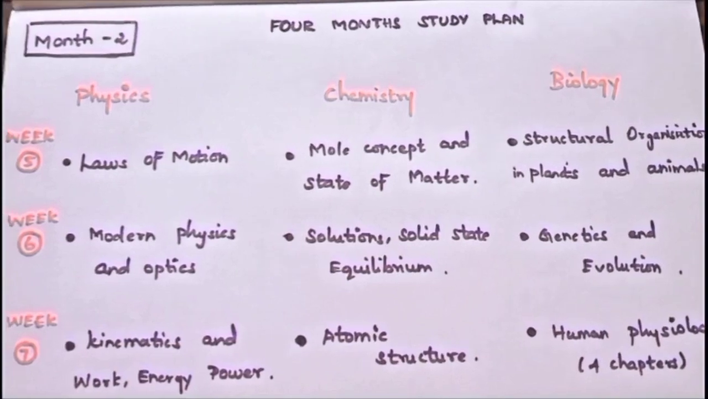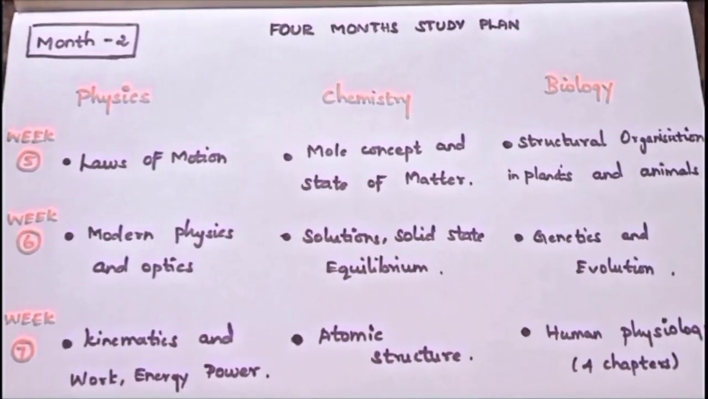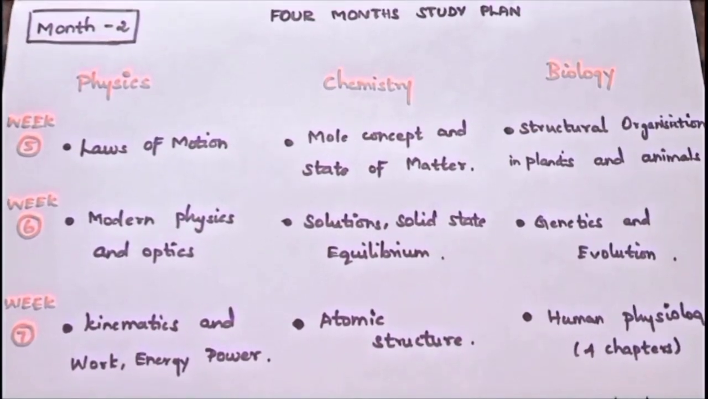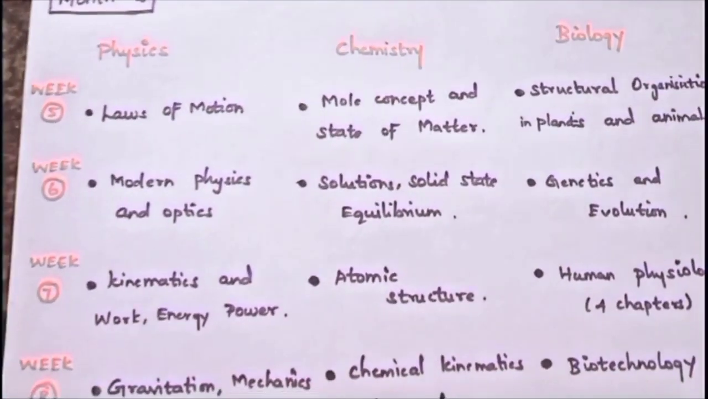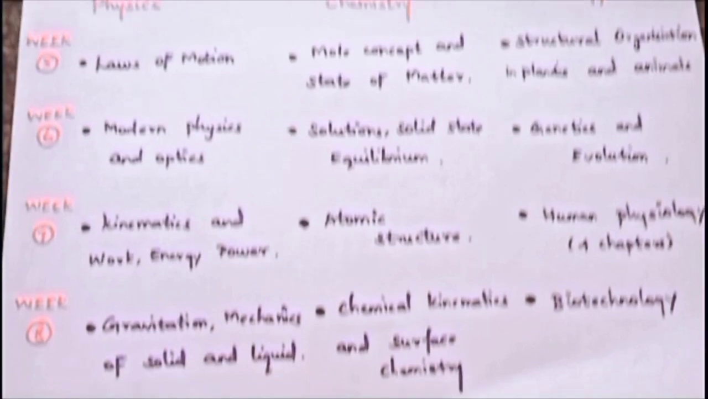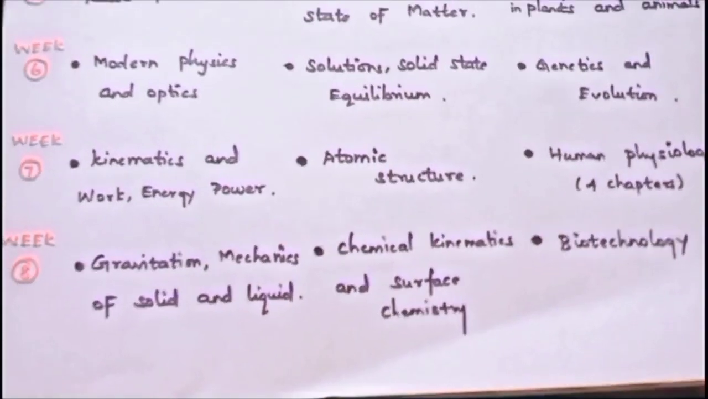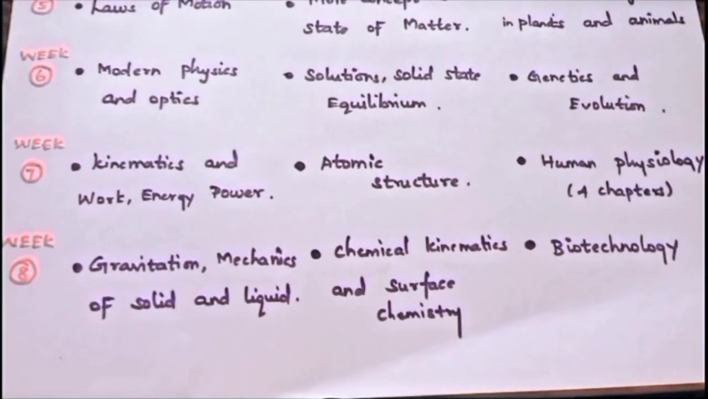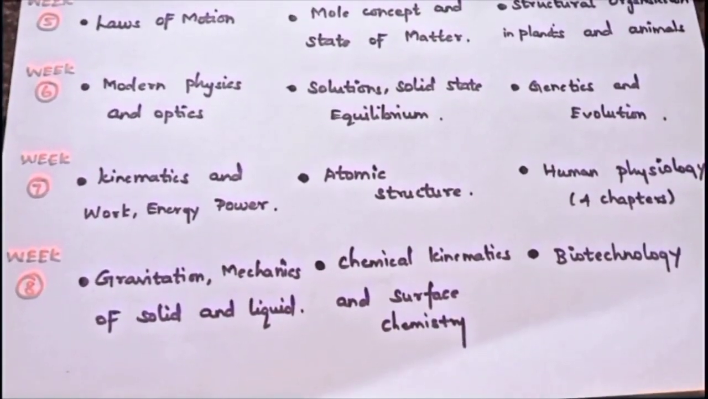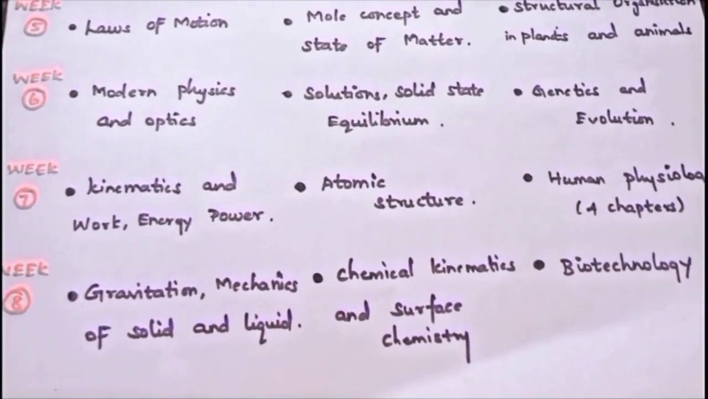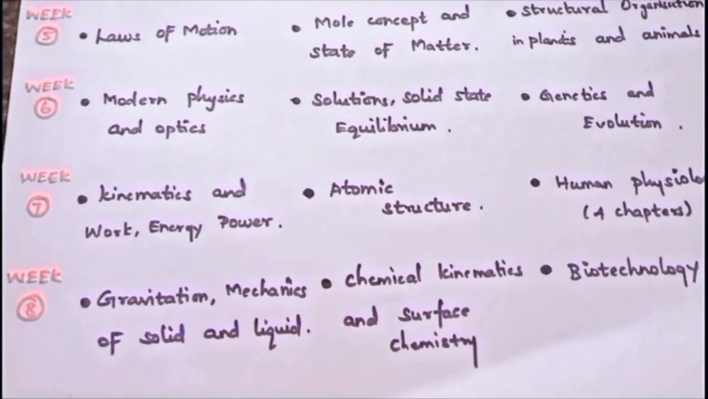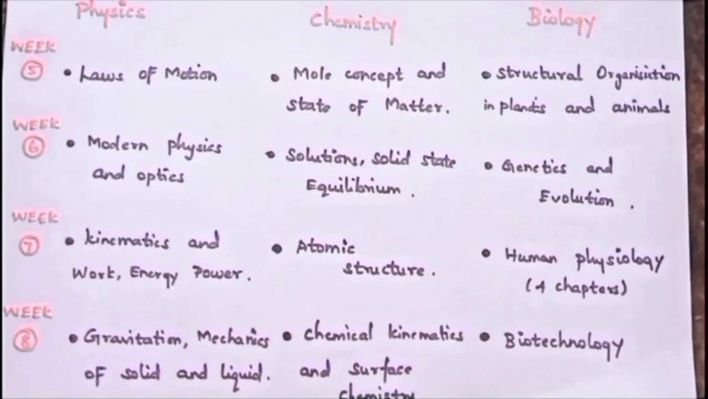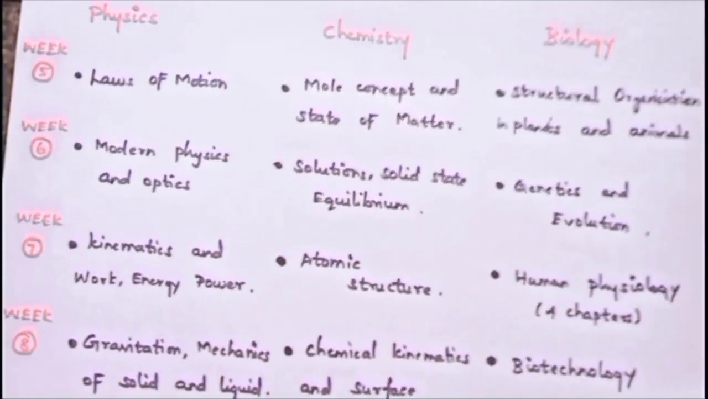Sixth week, in physics, modern physics and optics. In chemistry, solutions, solid state, equilibrium. Seventh week, in physics, kinematics and work, energy, power. In chemistry, atomic structure. In biology, human physiology. Human physiology has 7 chapters in it. Okay, so we can split it into 4 for the 7th week and 3 for the upcoming week.